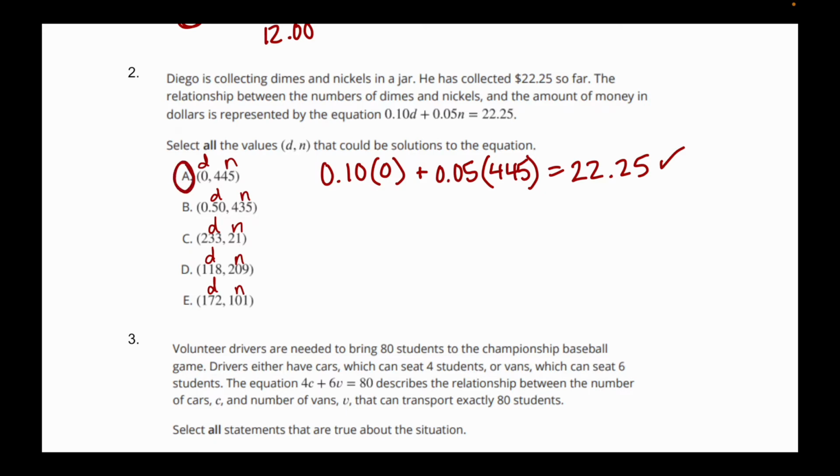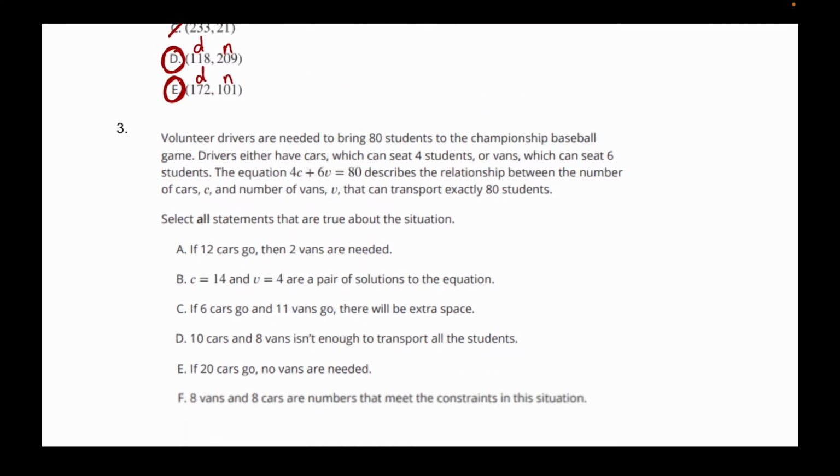The other combinations that will work, you just need to make sure you plug them into the right place. And you can definitely use a calculator to solve these, but to plug them in. The other ones that are going to work are also going to be D and E. So B and C will not actually work for this one. But if you plug those numbers in on options D and E, you should see that you get 22.25. So now question 3.